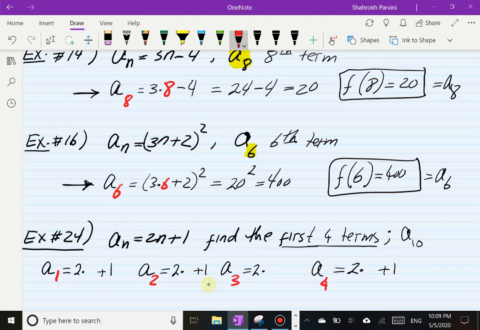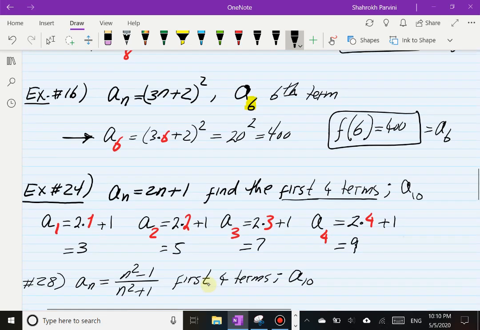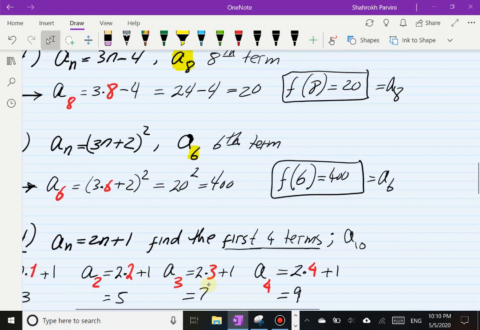There you go. So for the n in the function, first you plug in a 1, then you plug in a 2, then 3, then 4. And then you complete the expressions. So a sub 1, 2 times 1 plus 1, that would be 3. A sub 2, 2 times 2 is 4, and 1 makes 5. A sub 3 makes 7. A sub 4 makes 9. Okay, so looks like that's what that is.